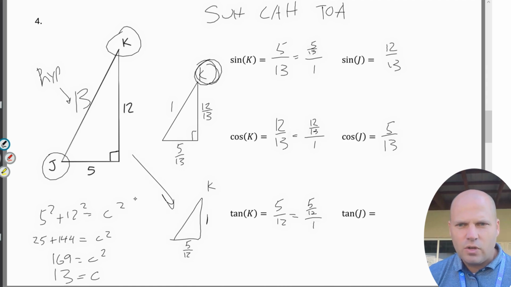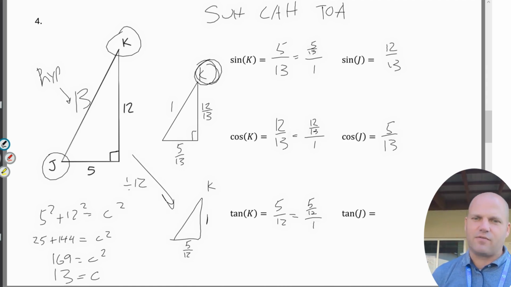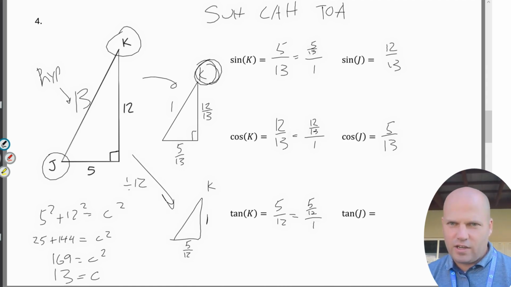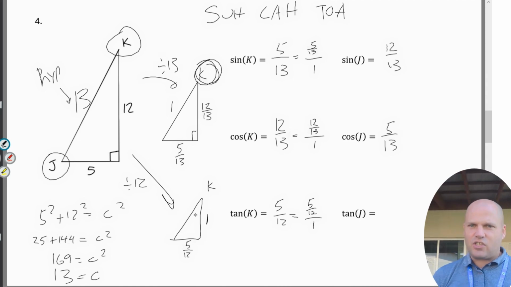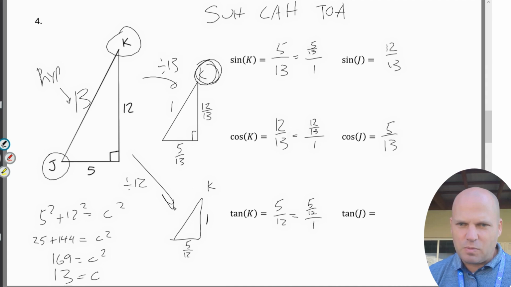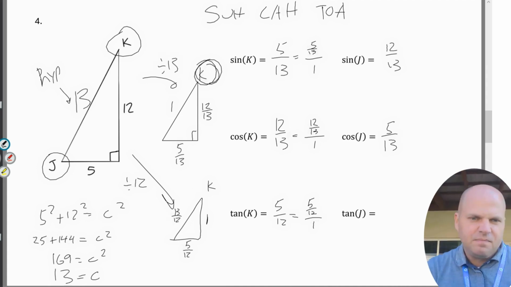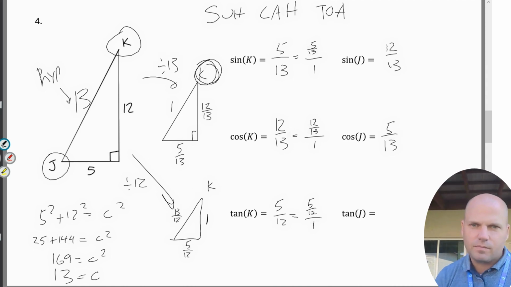Oh, what did we do? We just essentially took this triangle and divided it by 12. This triangle is divided by 13. This triangle is divided by 12, which means this would be 13/12. That's kind of what we're doing here. Tangent of j would be 12 over 5. If you did tangent of j, you would have 1 divided by 5/12, which is the same as 12 over 5.